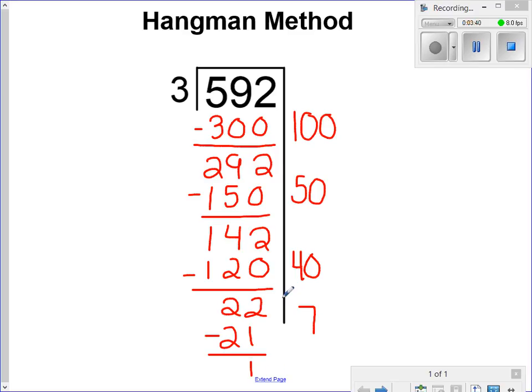Okay? Now, when your child is drawing this, I would ask them to draw the line further down. I'm not going to interrupt the video to do that. So I get down to 1, and I know that nothing times 3 equals 1. So I know that 1 is my remainder.